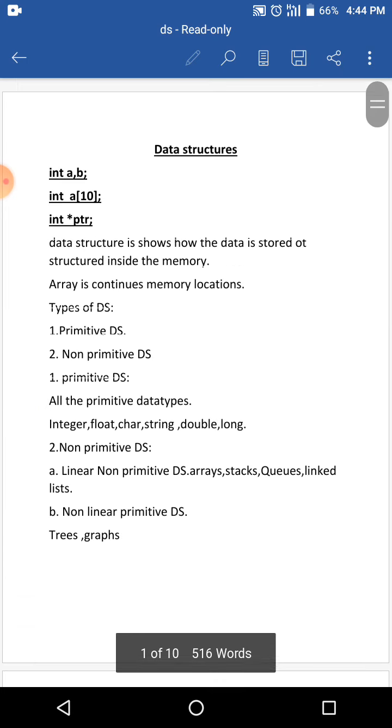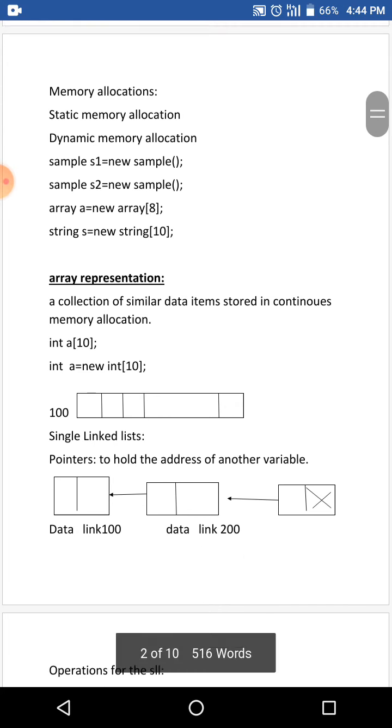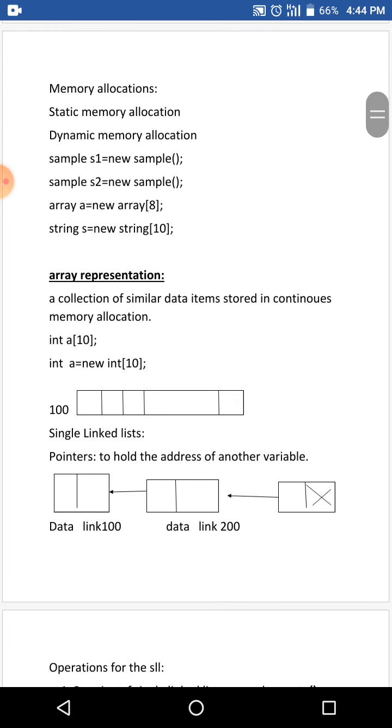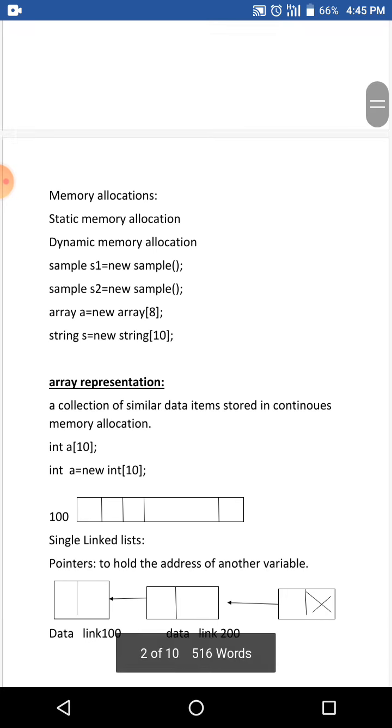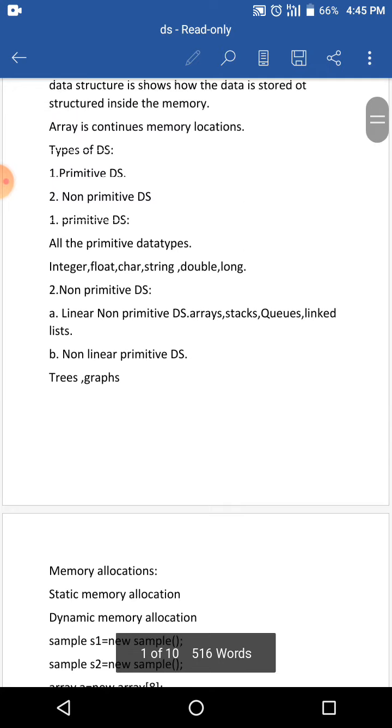So for the array representation, suppose I have taken integer a[10]. Array a[10] occupies continuous memory locations. Suppose the first address is 100, the next address is 104, the next is 108, and so on, for integer representation. Just like that, memory will be represented for arrays in continuous locations. Just like that, the data will be represented in our data structures.